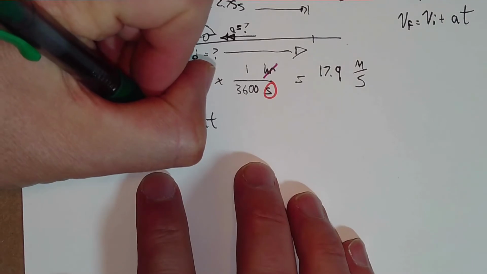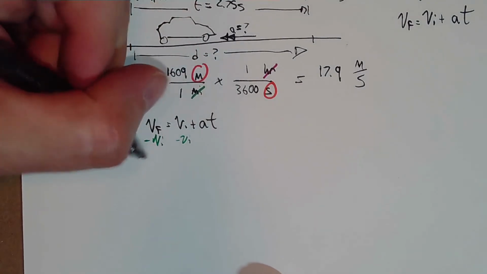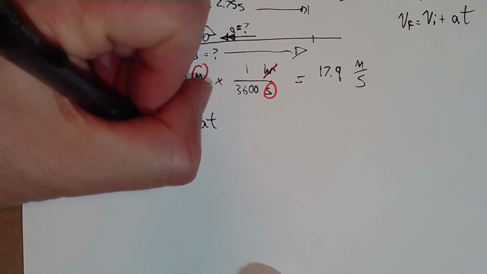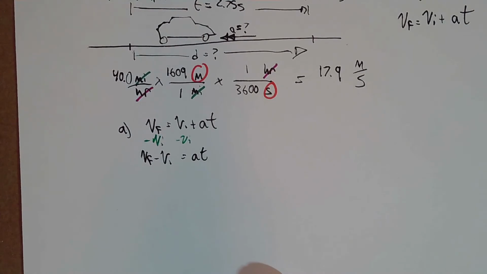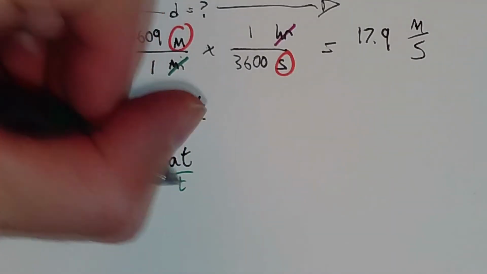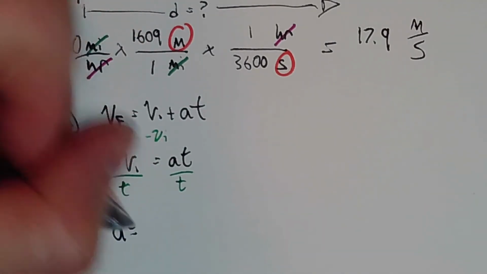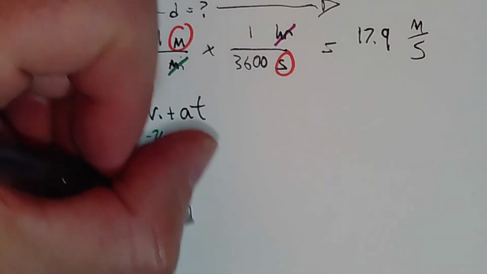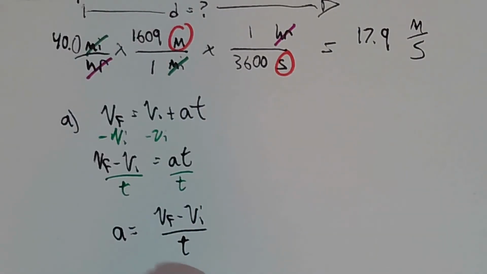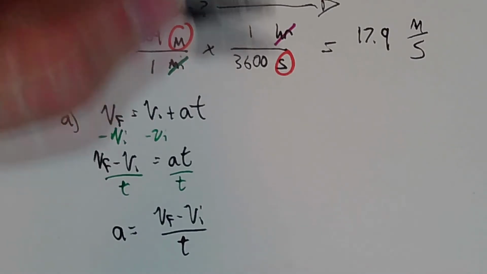All right, so we're going to get rid of VI. So VF minus VI equals AT. And we want to get A by itself, so we want to get rid of T. And if you are of good memory, you'll notice that this equation is just the definition for acceleration, change in velocity over change in time. So we take a look at it. We could have dropped off VF to start with because it's 0.